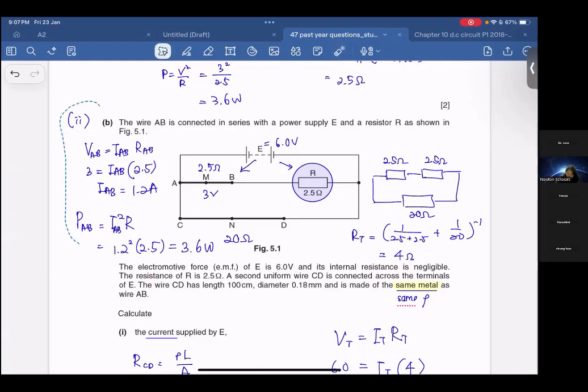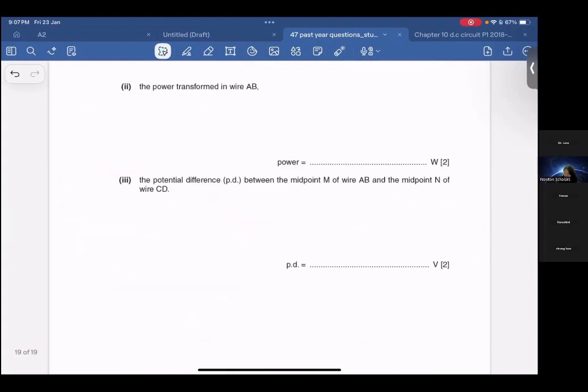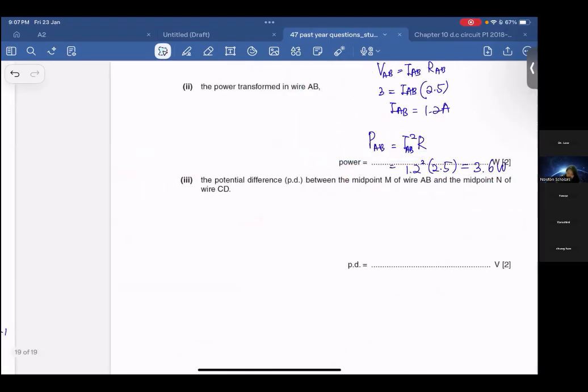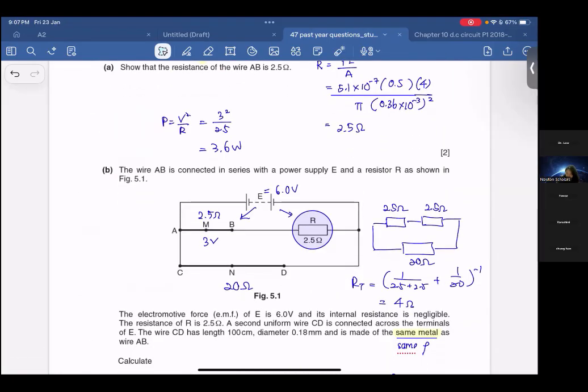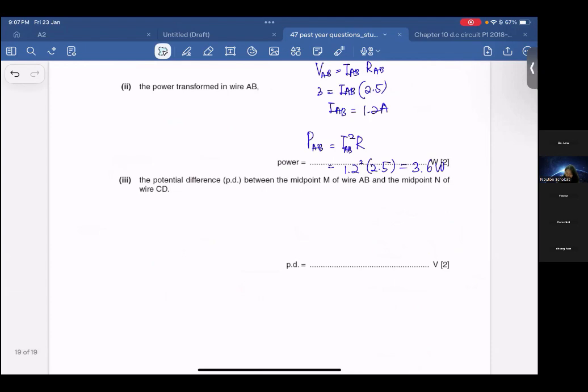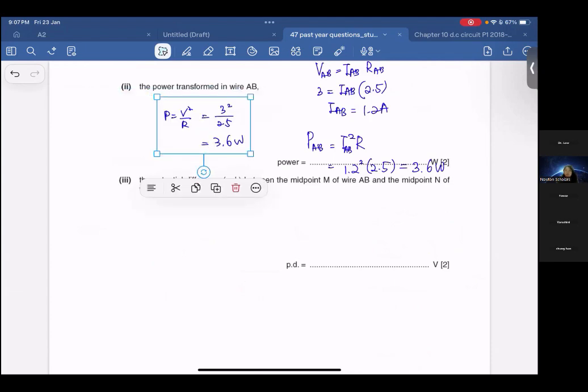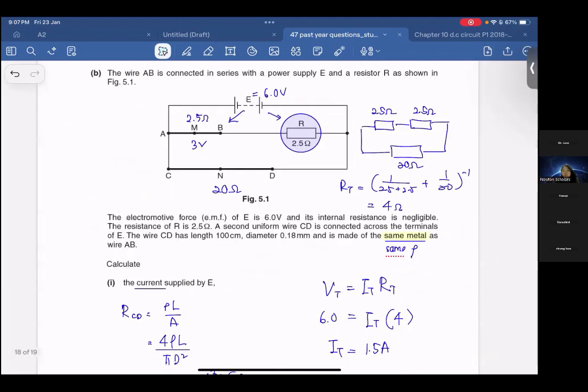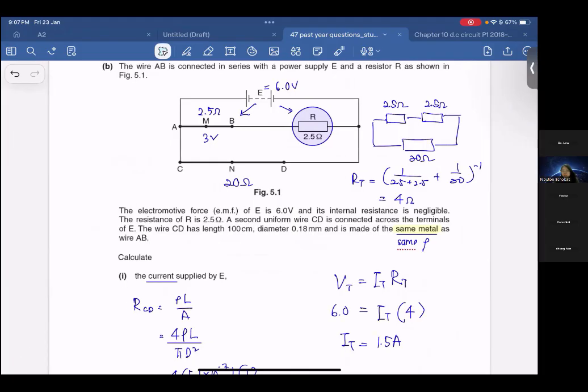I move this part to the next page, the answer to the next page. Okay, cut it. Goes to here. Or I can cut this one also. Cut it. Goes to here. Okay, come back here. My dear, let me check.